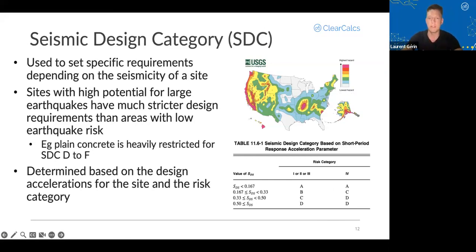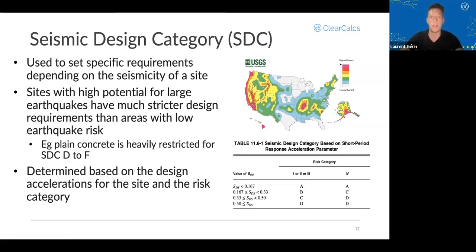But there's some stuff that is basically just a yes or no. Just an example, like, are you allowed to use plain concrete? The answer is yes or no. There's no spectrum for this. So the idea with the seismic design categories is we can determine based on the acceleration, so you can see, for instance, this SDS. Depending on the acceleration you would expect for a typical earthquake in this area, and for your ground, your site category, and for your risk category, so if you're building a hospital versus a house, it might be different, we'll assign a seismic design category.